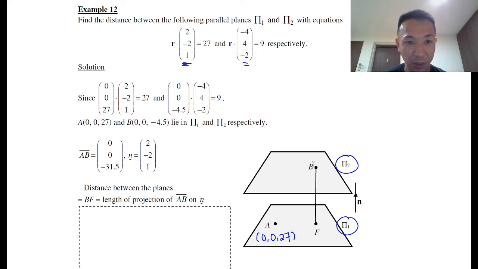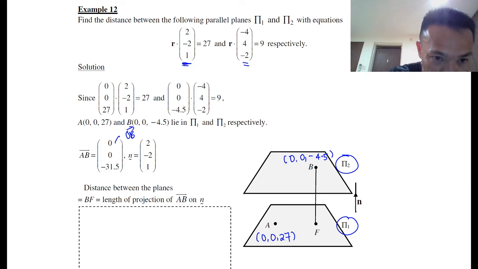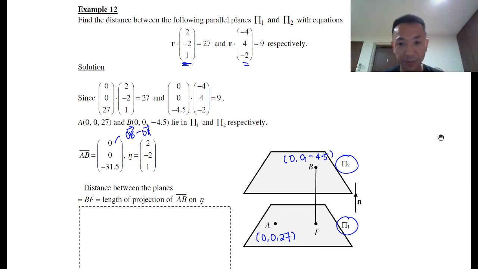B, I can put (0, 0, minus 4.5). Are there a lot of points which can satisfy this equation of pi 2? Of course. Similarly for pi 1, there are a lot, but I randomly pick two. Doesn't really matter, these two are not unique. So I say A and B lie on pi 1 and pi 2. How do we find the shortest distance between B and pi 1? All I need to do is to take AB. AB essentially is OB minus OA. I subtract them out and I will get (0, 0, minus 31.5).